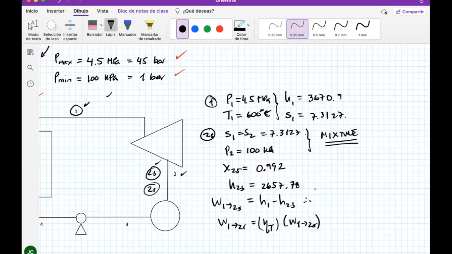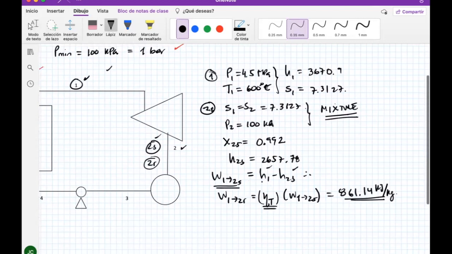So after this, I will put this information here, and if you do that, you will get this value, 861.14 kilojoules per kilogram. You can get these numbers, put them here, and you will get the isentropic work. And then if you use the efficiency, you will have a real value for the turbine, which is actually less than the isentropic value. Got it. So I already have this information there.